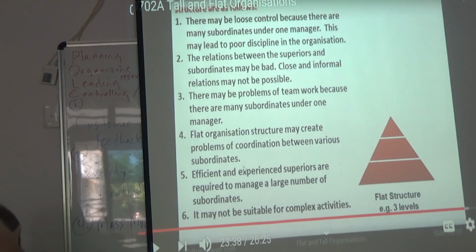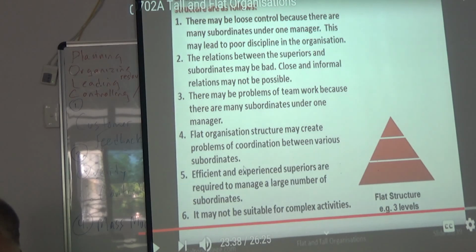What are the limitations of flat structures? So bigger span of control, right? There's more employees under one manager. So things can get too loose or a little bit out of control because there could be poor discipline. Unless people are really committed to the organization and the organization treats them well, then the employees will tend to spend more time with each other than they will with the management, and it could lead to poor discipline.